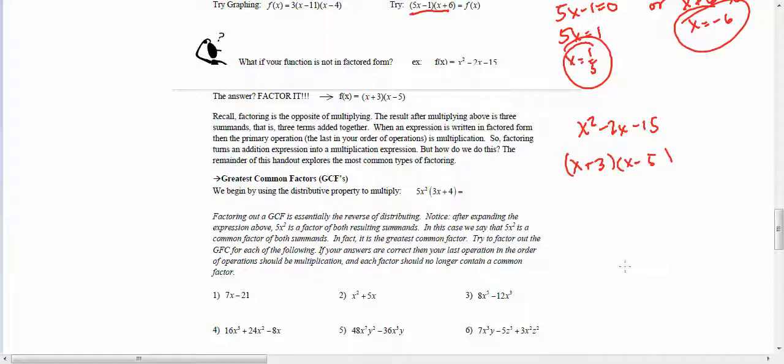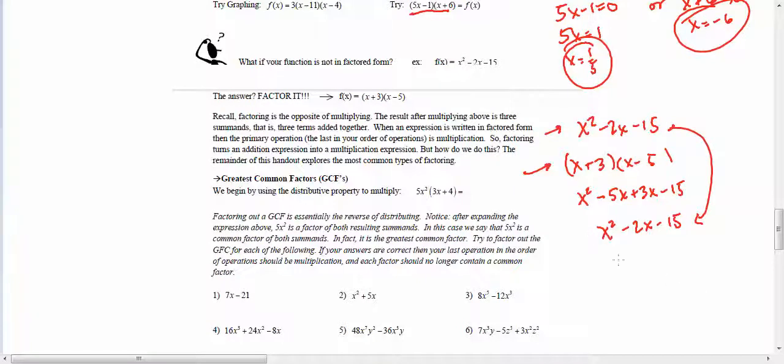In fact, that's what we're going to be covering for the next chapter. But let me prove to you at least that this factored form is the same as the standard form. I'm going to FOIL out this factored form. So that would be x squared, because I'm doing first, outer, inner, last, minus 5x plus 3x minus 15. So that would be x squared minus 2x minus 15. Look, these are the same thing.